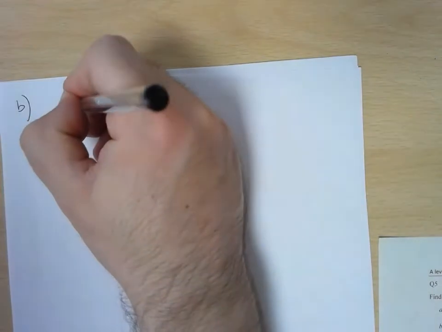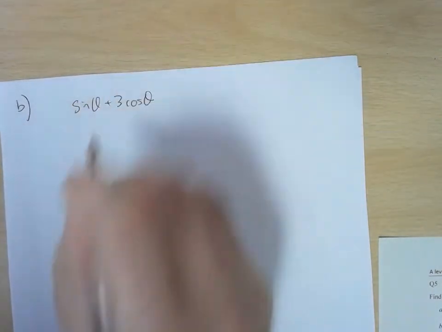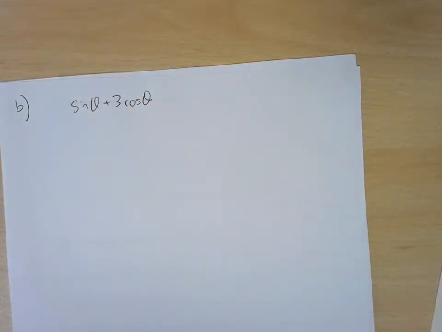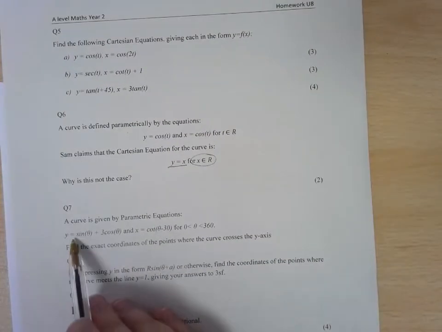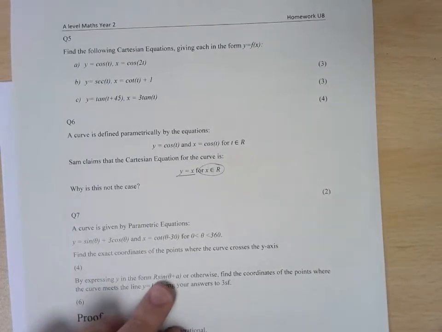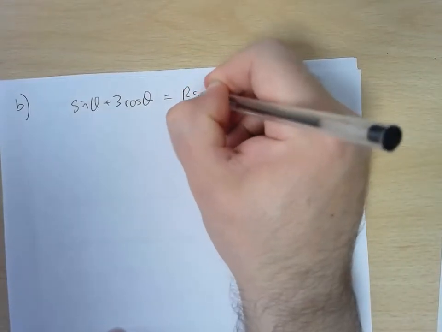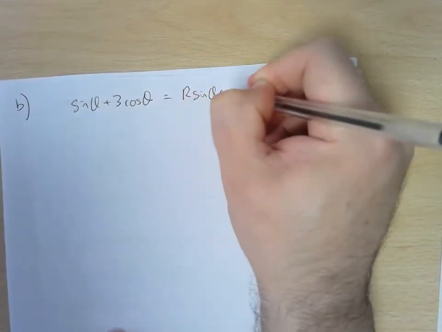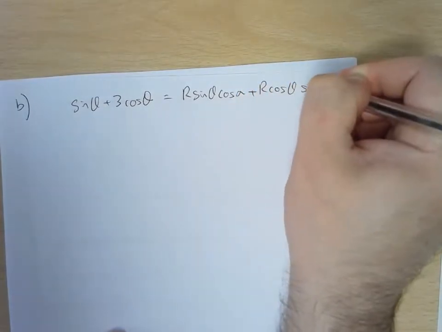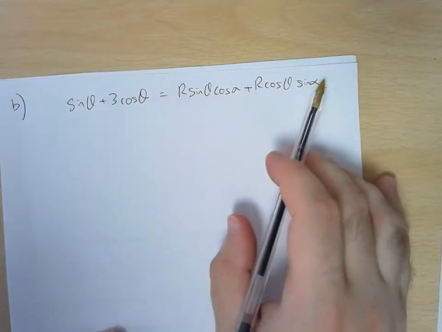So we're going to write out our sine theta plus 3 cos theta, because we know we're going to want to set this equal to 1 eventually. So we've taken our y expression here, like we were told to, by expressing y in this form here. So it's the r sine plus version. So this is going to give us r sine theta cos alpha plus r cos theta sine alpha. What we need to do is work out values for r and alpha that make this work.